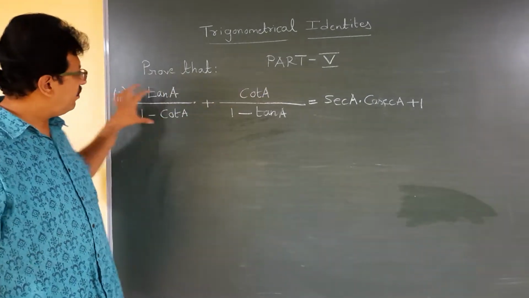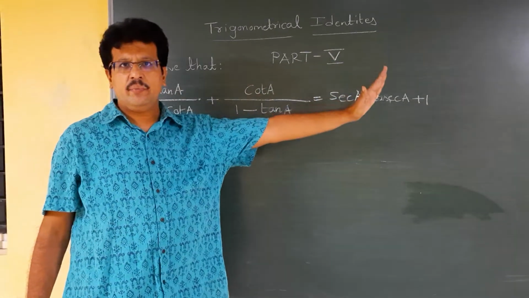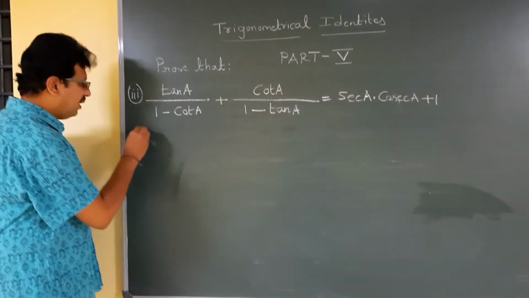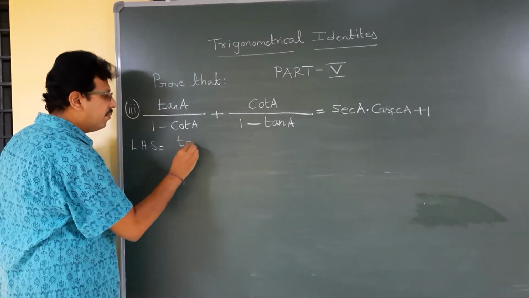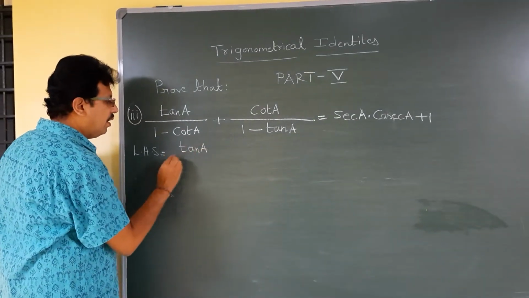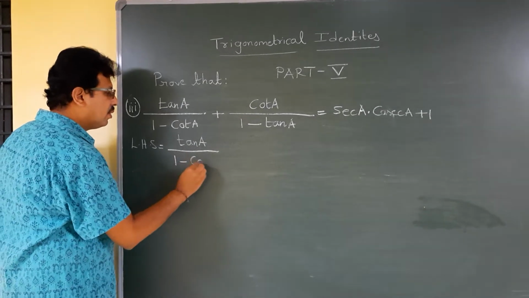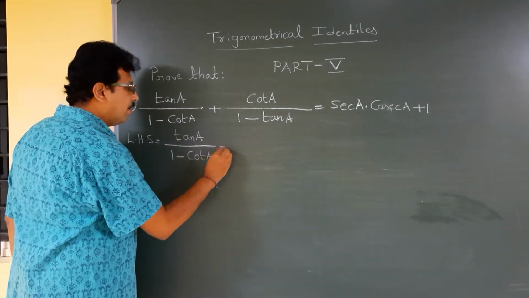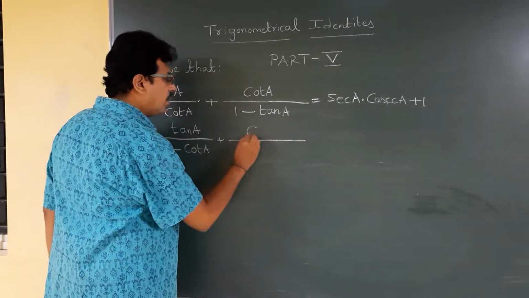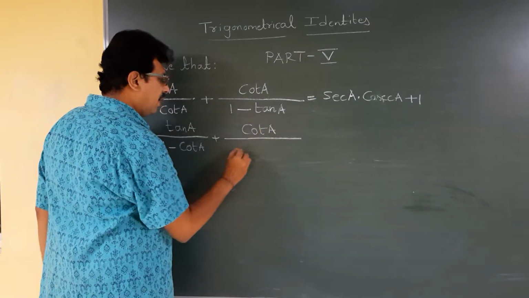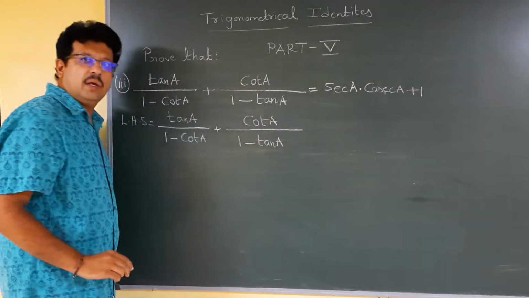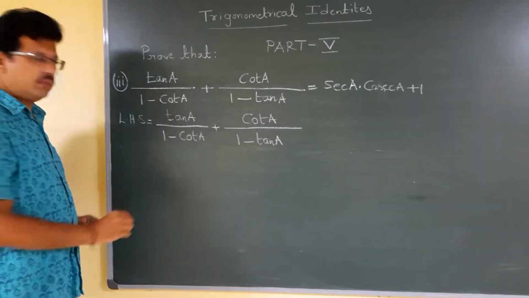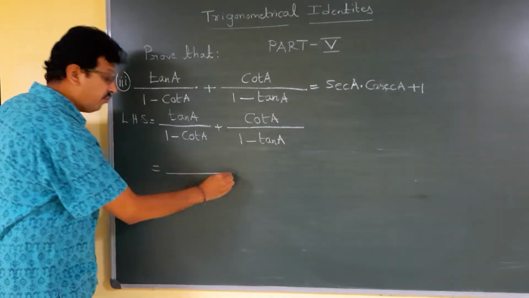So let us take the left hand side and try to prove the right hand side, which is tan A by 1 minus cot A plus cot A by 1 minus tan A. If you observe this, all of you children, you should be able to understand such types of sums.